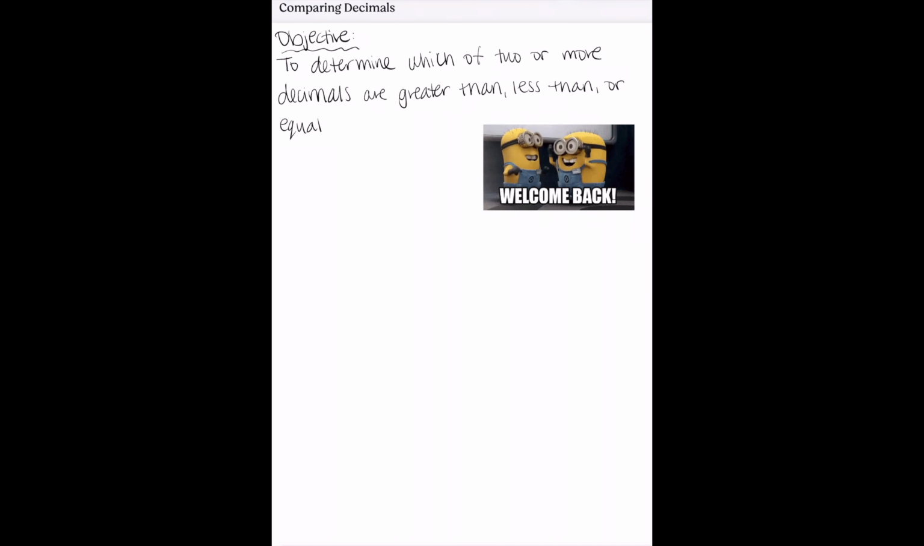In today's video, we're going to be comparing decimals. Our objective for today is to be able to determine which of two or more decimals are greater than, less than, or equal to each other. In order to easily differentiate these signs, we're going to use different colors. For the less than sign, we'll use blue. For the greater than sign, we'll use orange. And for equal to, we'll use purple.